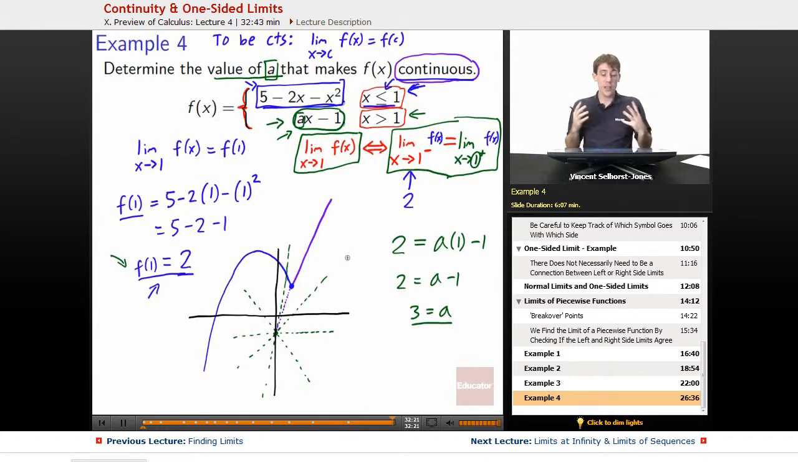Great. All right, so that finishes up. We now have an understanding of how to deal with piecewise functions. It's basically a question of, do the left side and right side one-sided limits match up to each other? And if we're talking about continuity, it's a question of, does the limit match what comes out of it? And sometimes it will become a question of, do the two sides match what comes out of it?